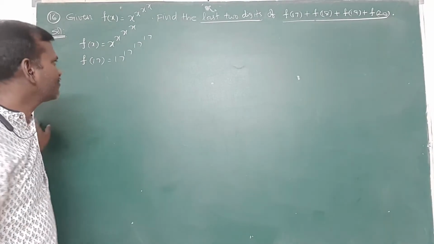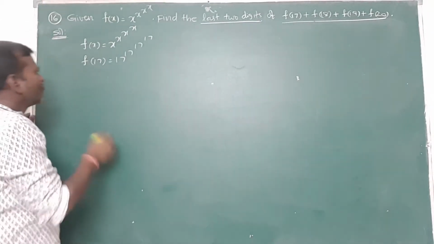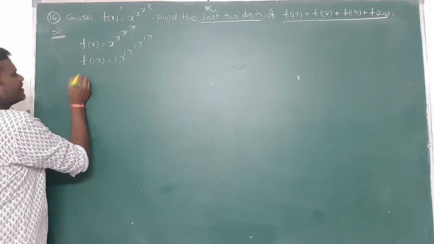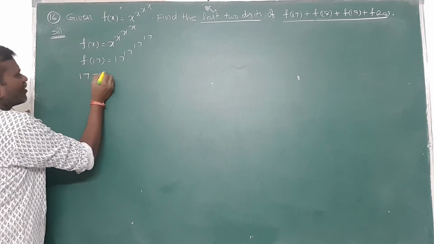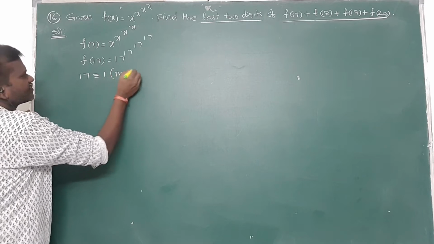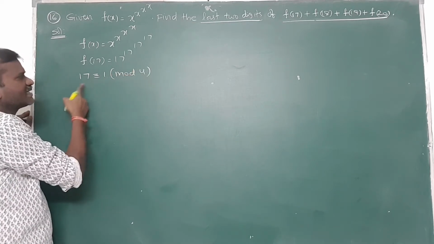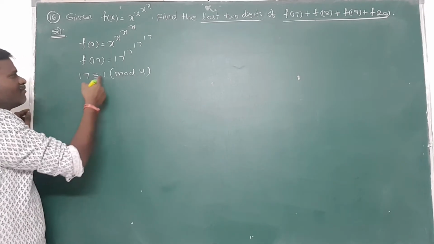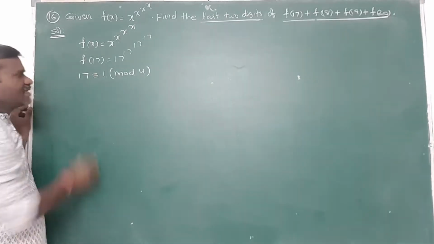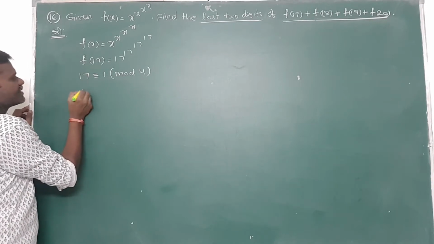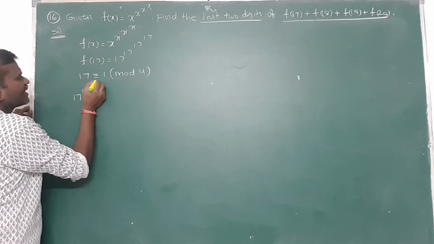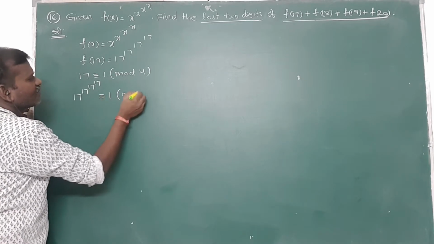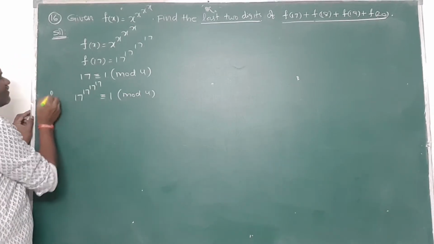So first of all, what I am doing is 4 and 25. I will divide it by 4 and divide it by 25. Then 17 when divided by 4, the remainder is 1 only. 4 fours are 16, remainder is 1. More notation I represented this one. So 1 power anything is 1. So that's why 17 power 17 power 17 power 17 is also congruent to 1 power anything. That means always we will get 1 only. So this is nothing but f of 17.